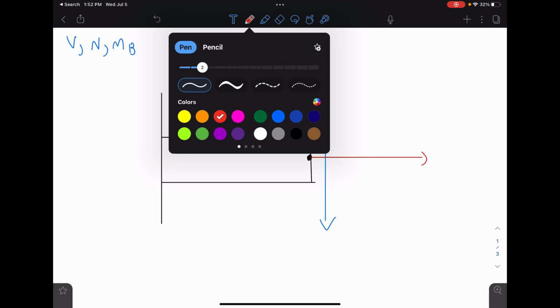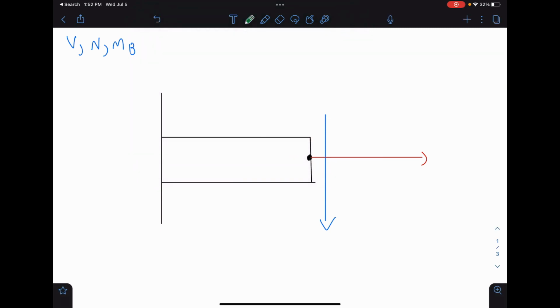And then our bending force, which is our moment, creates a concavity and bends the beam inwards, right? So let's label this. We have the bending moment, we have our normal force here, and then we have our shear force here.